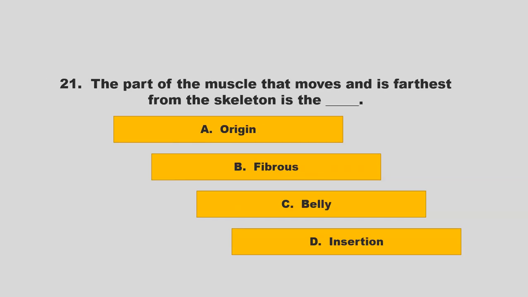The part of the muscle that moves and is farthest from the skeleton is the origin, fibrous, belly, insertion. If you chose D, insertion, you are correct.